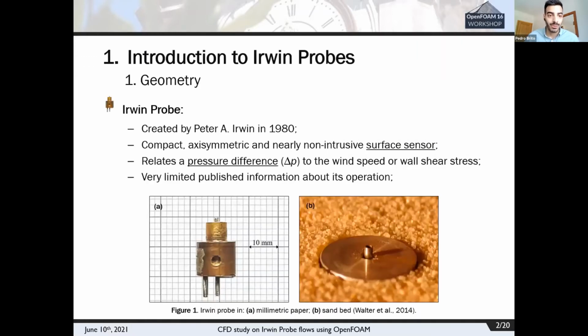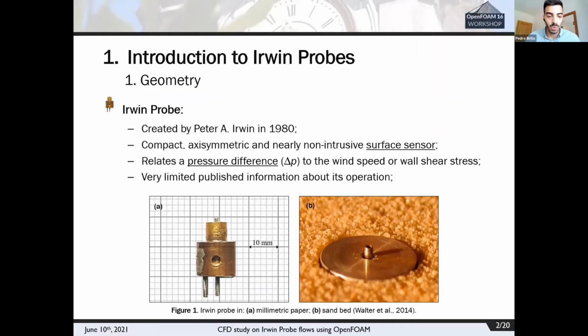So, for those who don't know, Irwin probes are surface sensors that were invented by Dr. Peter Irwin in the 1980s. They were created to gauge the wind speed at distances of a few millimeters above the surface of wind tunnel models. So they are particularly useful in pedestrian wind level evaluations, for instance.